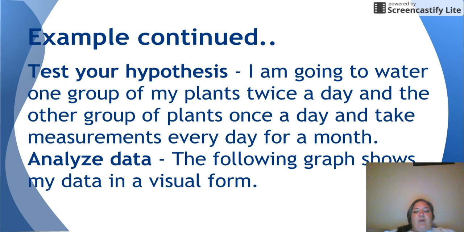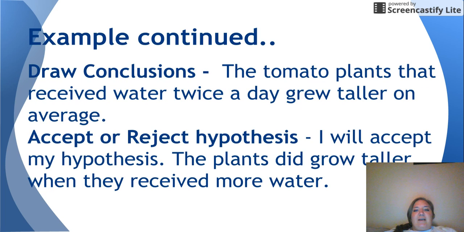So after our hypothesis, we need to then test the hypothesis. I'm going to water one group of my plants twice a day and the other group of plants just once a day, and I'm going to take measurements every day for a month. And then analyze data. When we analyze data, we usually like to put it in a visual form. So a graph showing the data would be considered a visual form. Our next step would be to draw conclusions from the graph.